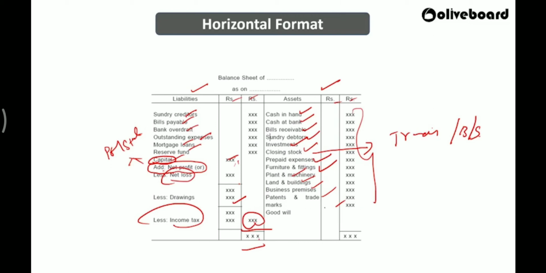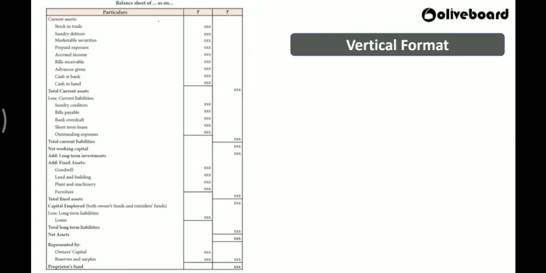These are all assets. Then if I total this up, guys, understand, it should match. Assets should equal your liabilities. If you remember our accounting equation approach, in that I have given assets is equal to liabilities plus capital. Correct? So both the sides should match. This is the horizontal format. This one is the vertical format, guys. It is like a statement type.